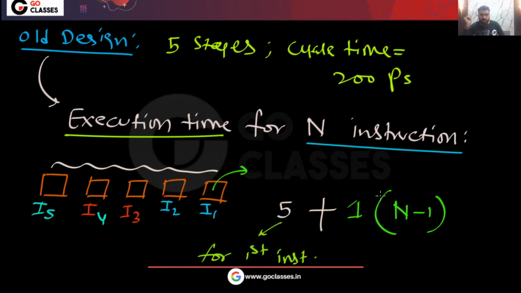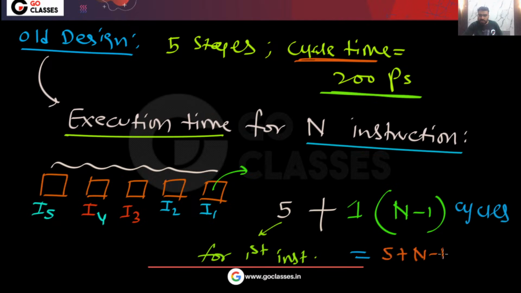The remaining instructions will take 1 cycle each. So finally I can say the execution time will be these many cycles, and the cycle time that is given to you is 200 picosecond. So the execution time will be 5 plus n minus 1, this whole thing multiplied by 200 picosecond. This will be the execution time for the old design.